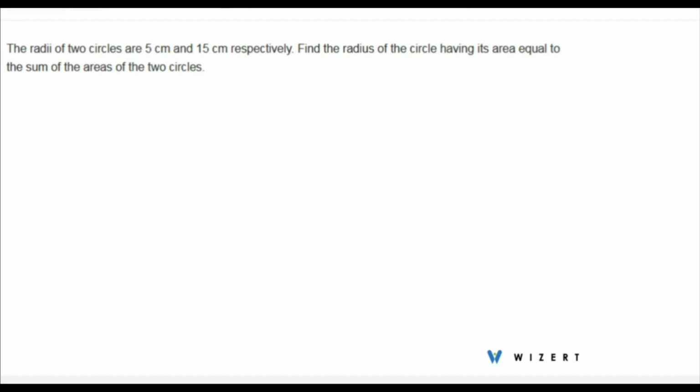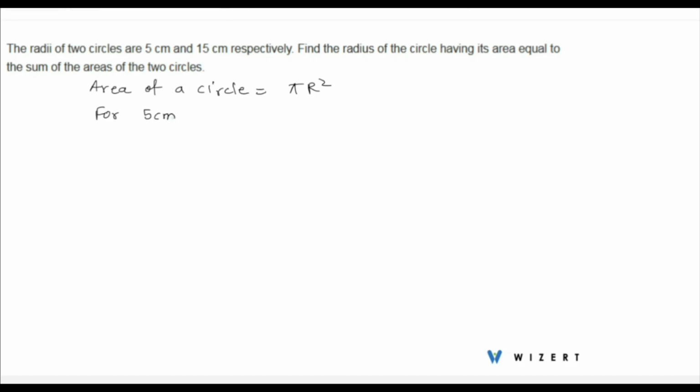We have this question here. The radii of two circles are 5 centimeter and 15 centimeter respectively. Find the radius of the circle having its area equal to sum of areas of these two circles. Now we know area of a circle is given by pi r square.